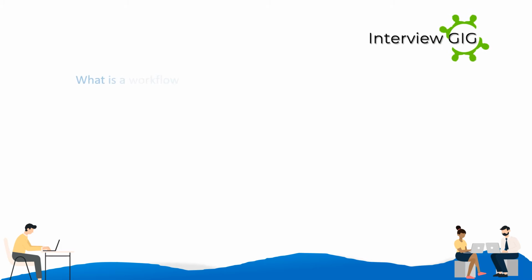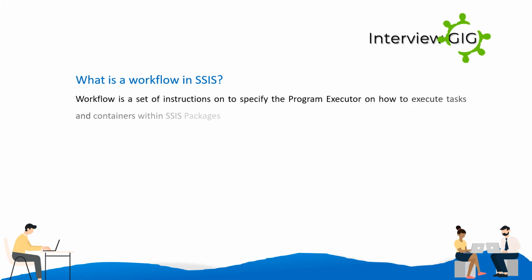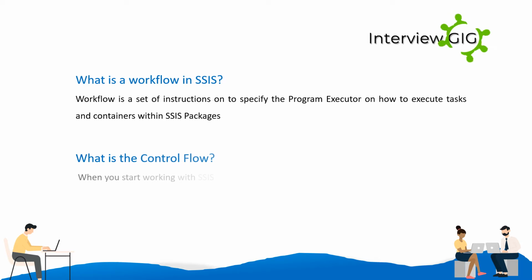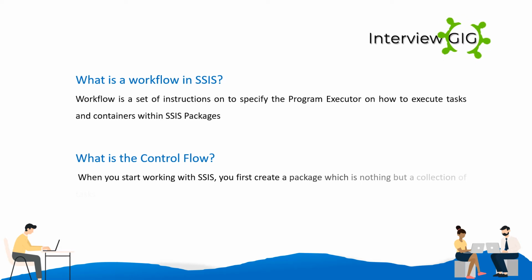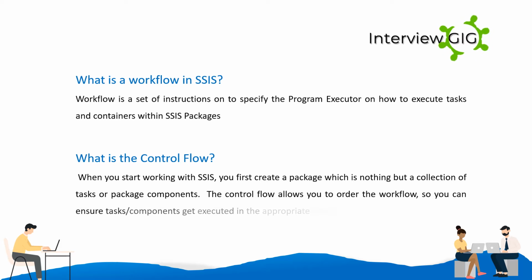What is a workflow in SSIS? Workflow is a set of instructions that specifies to the program executor how to execute tasks and containers within SSIS packages. What is the control flow? When you start working with SSIS, you first create a package, which is nothing but a collection of tasks or package components. The control flow allows you to order the workflow, so you can ensure tasks and components get executed in the appropriate order.